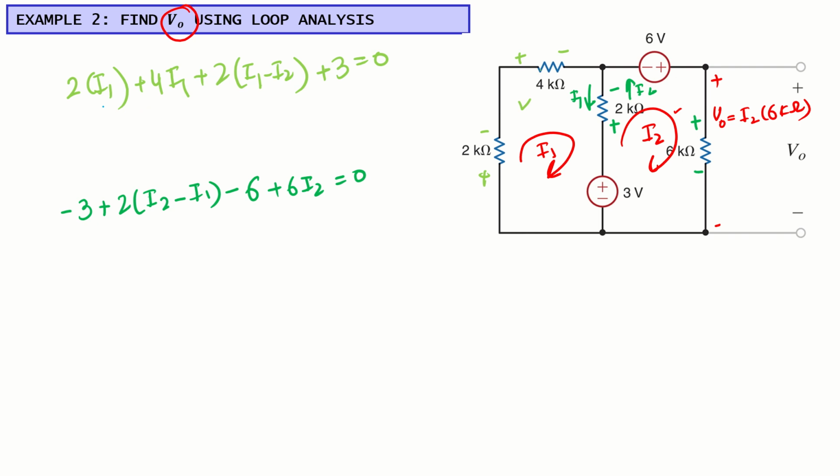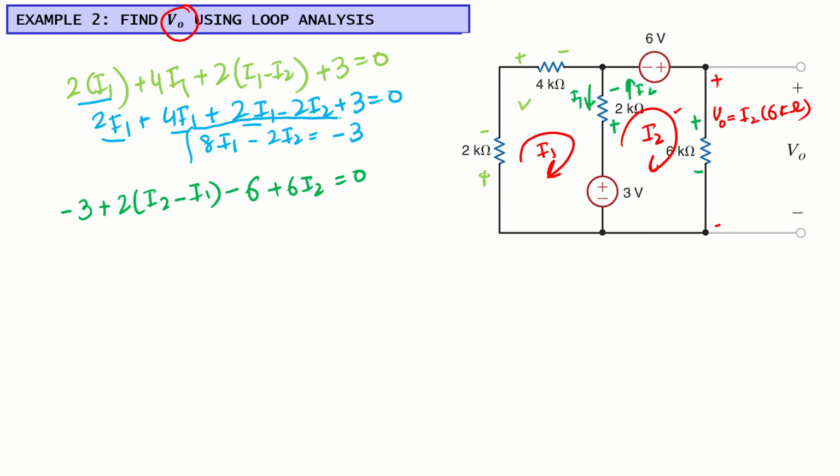So let's quickly rearrange it. We have 2I1 here, then 4 times I1, then 2 times I1 minus 2 times I2 plus 3 is equal to 0. So 2I1 and 2I1 and 4I1 will become 8I1 minus 2 times I2 is equal to minus 3. That will be our first simplified equation. Let's call this equation 1.